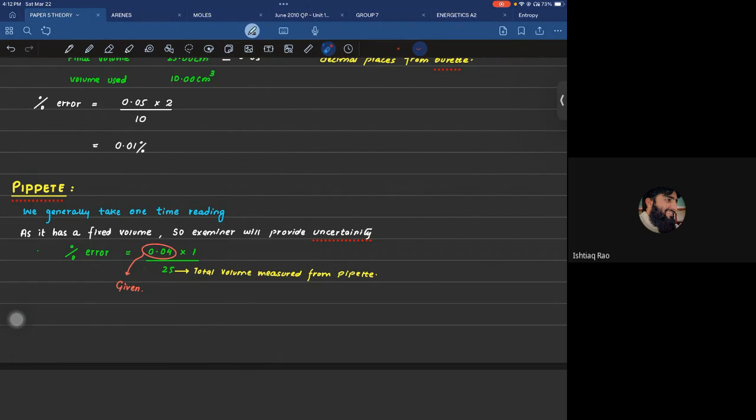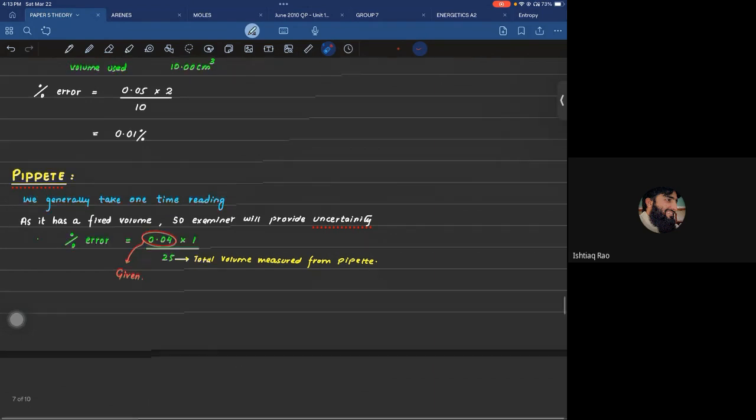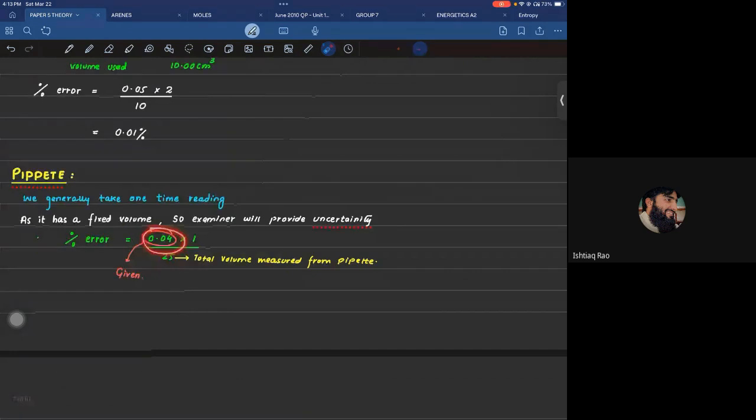So whenever you are going to find the error for a pipette, you are not supposed to multiply by two like for a burette. That's the reason I have written only one. So the formula would remain the same: uncertainty multiplied by 1 divided by the total volume measured. That is the percentage error of the pipette.